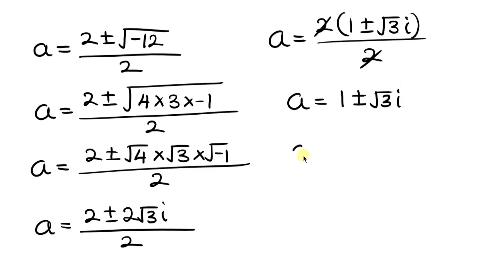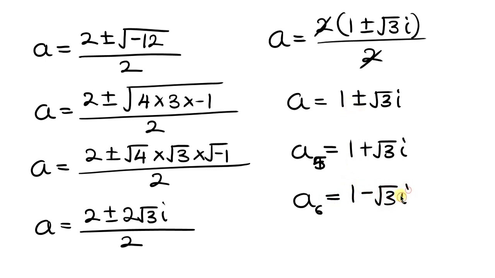So we have the fifth solution for a to be equal to 1, go with the positive, plus the square root of 3i. Then the sixth solution, we call this a6, which is equal to 1, now go with the negative, minus the square root of 3i. So we've got 6 solutions for a, where 2 are real solutions and 4 are complex solutions.